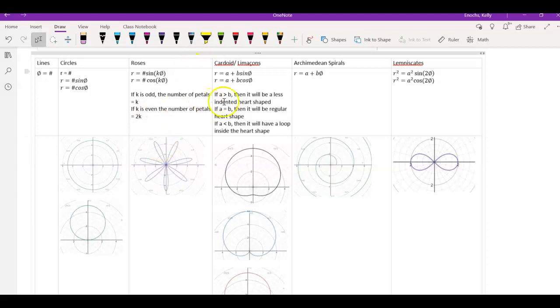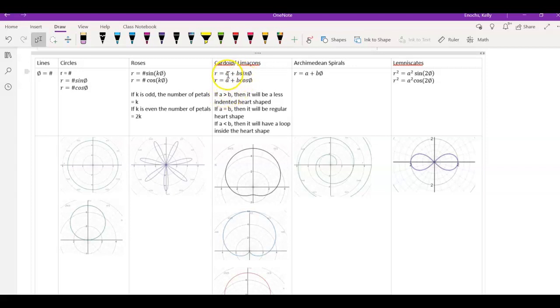All right. The next group gives you a version of a heart-shaped graph. And based on your number values, here I have A and B. Those are just going to be constant numbers. So based on those A and B values, you'll be able to get what heart shape you like.